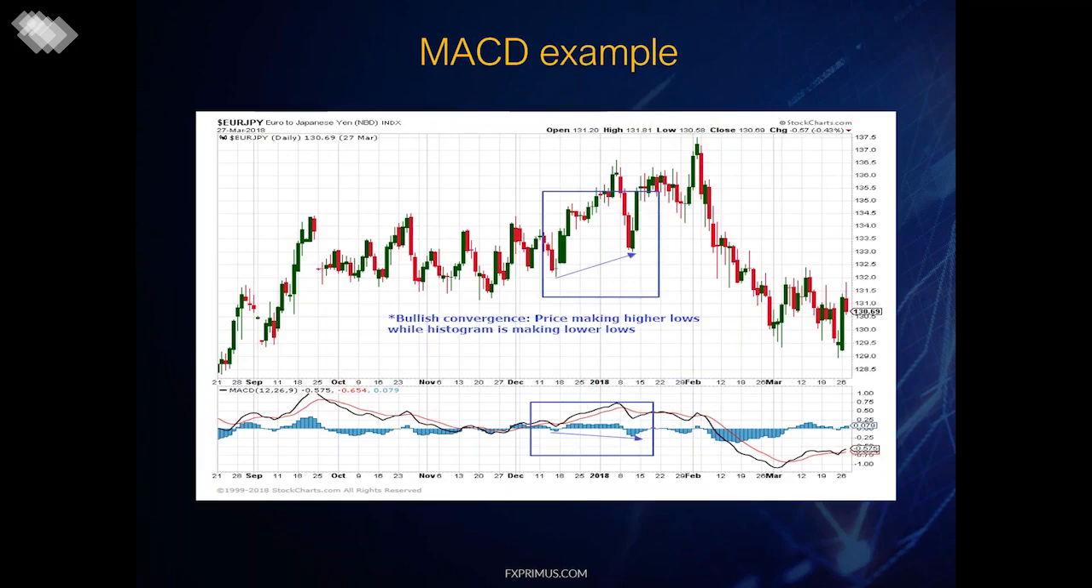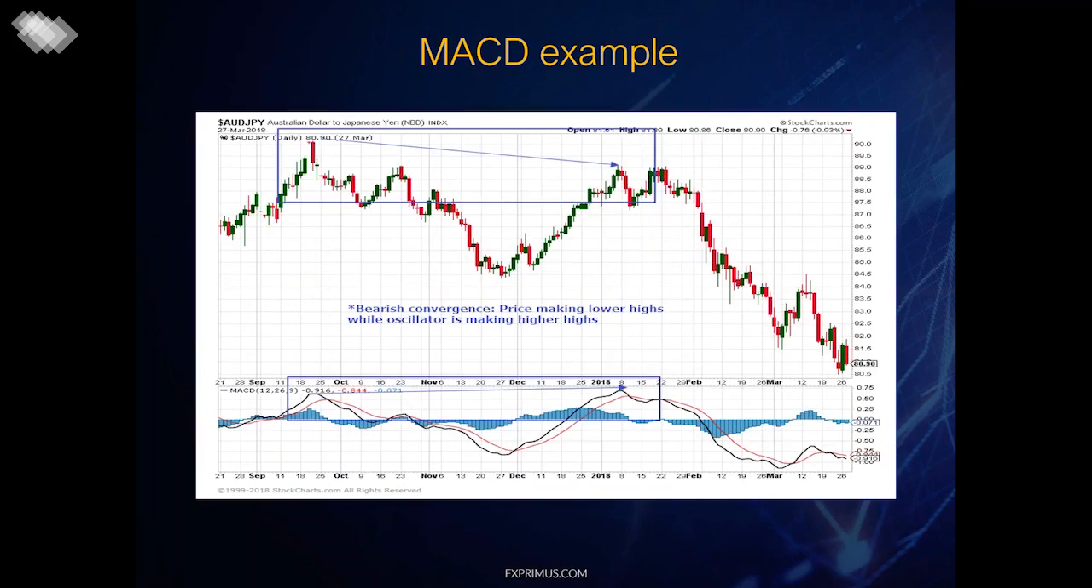On this scenario, which is the bullish divergence, we will see the price making higher lows, while the histogram is making lower lows. Note that in this scenario, we don't really see the moving averages creating any divergence or any convergence. It's just the histogram. But also, if it's just the histogram, it is a valid signal. Don't forget that.